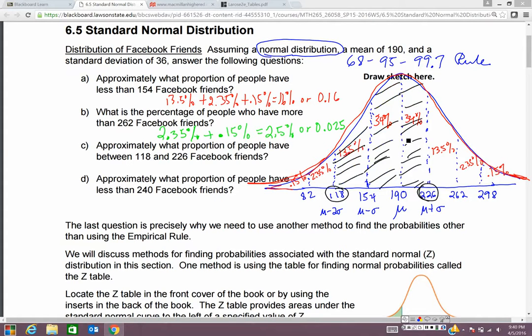So those percentages are the 13.5% plus the 34 and 34, which we know that that's 68%, right? So that's 68% plus that 13.5%, which equals 81.5%, or 0.815 as a decimal.